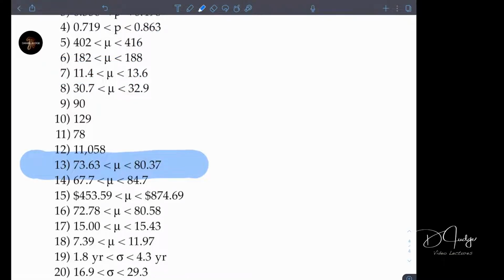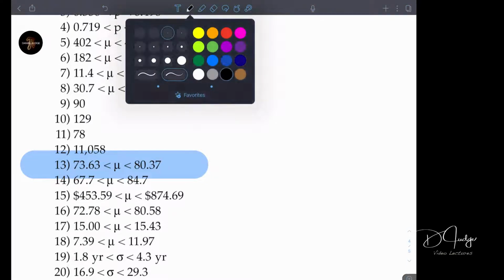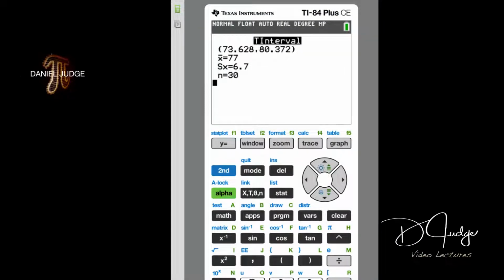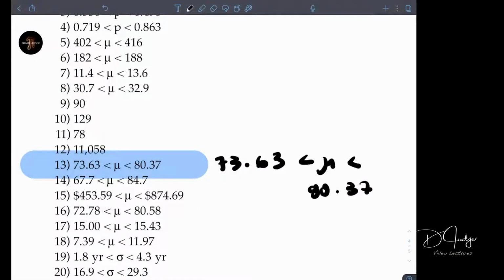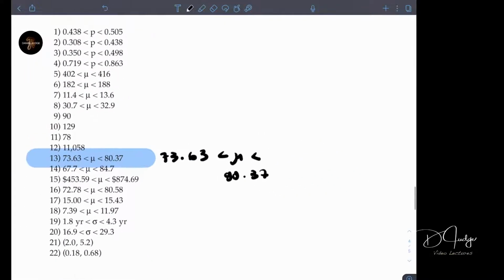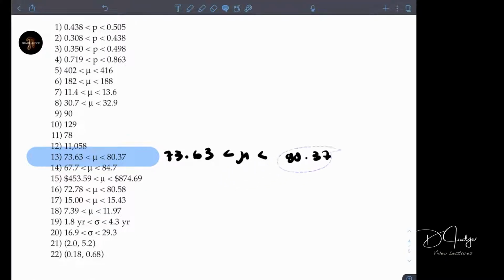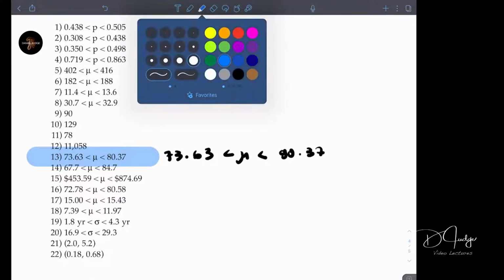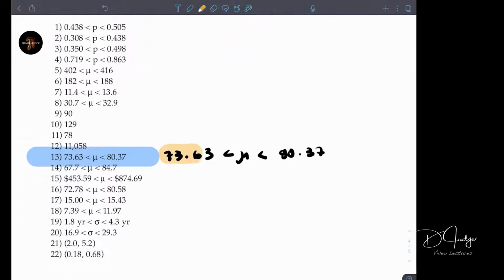So we'll look at it the way you would normally as a student. If I go back to the TI, it says 73.63 less than mu less than 80.37. That's what the calculator says, and this is what both the solution and the calculator say. Lower bound, upper bound. So we're checking this like we'd really check our homework. Number 13.